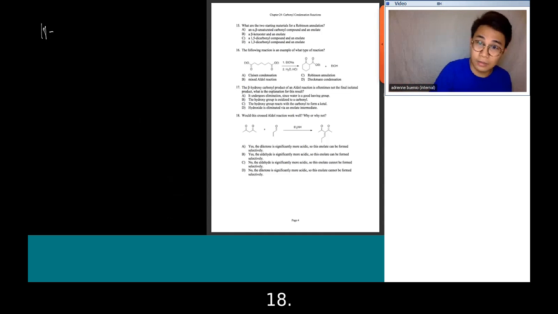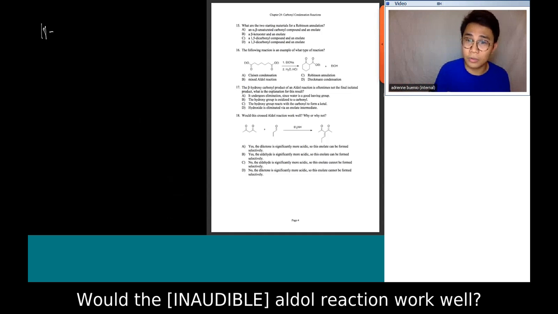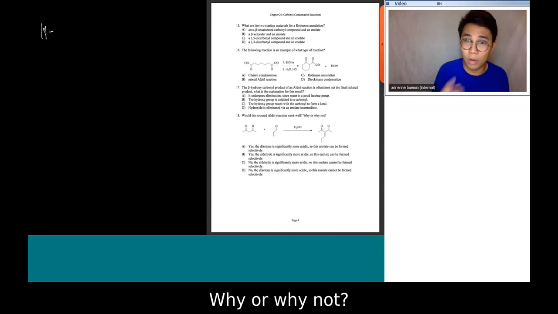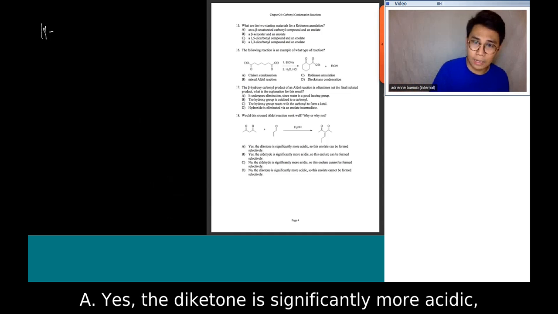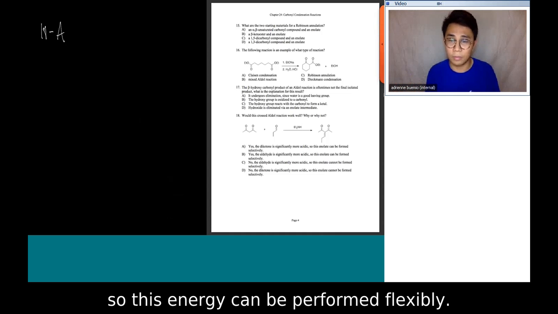Okay, 18. Would this cross-aldol reaction work well? Why or why not? So in this one, you guys should have gone with A. Yes, the diketone is significantly more acidic, so this enolate can be formed selectively.